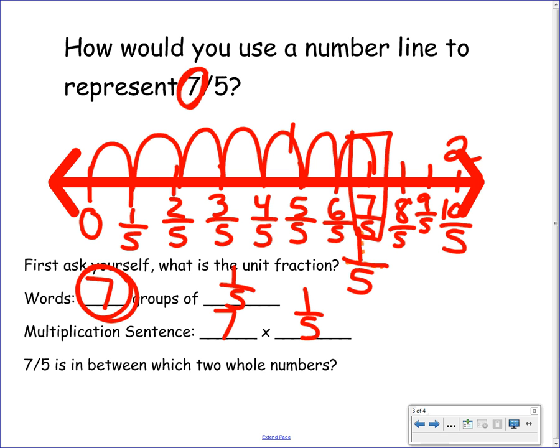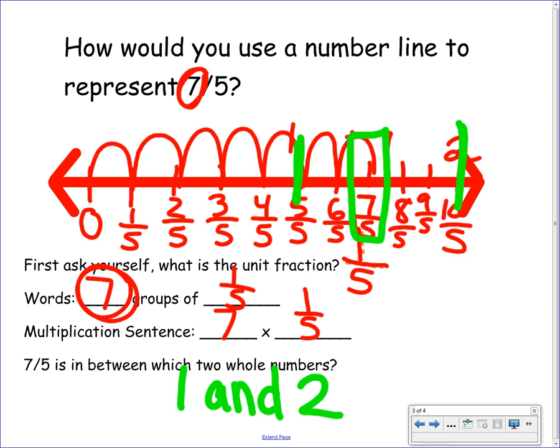Now, you see that question at the bottom? It says 7/5 is in between which 2 whole numbers? Well, here's 7/5. We got our box. Here's 1, and here's 2. So 7/5 is what we would call an improper fraction. It's between 1 and 2.